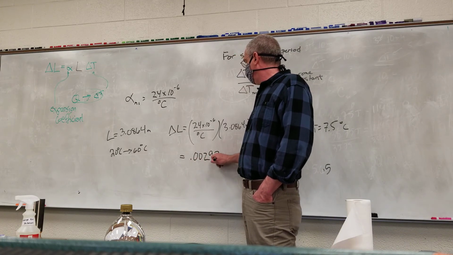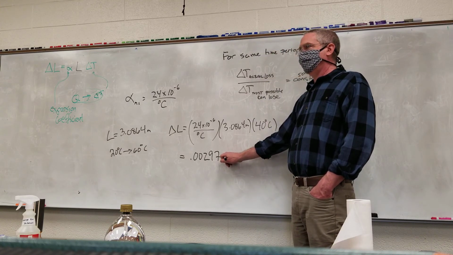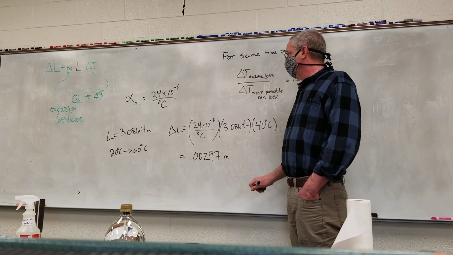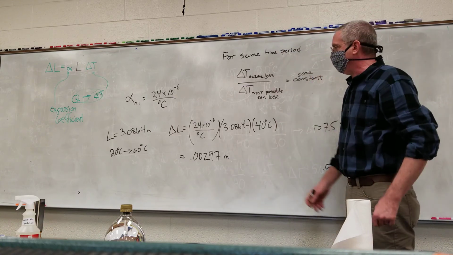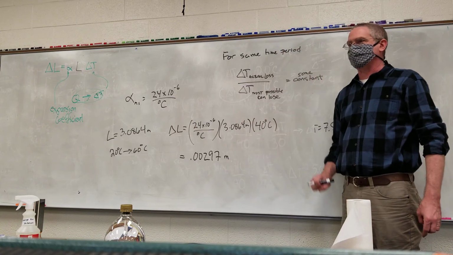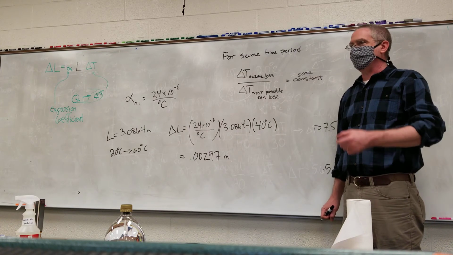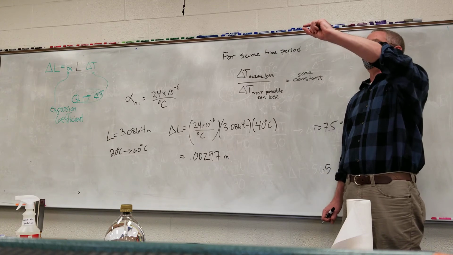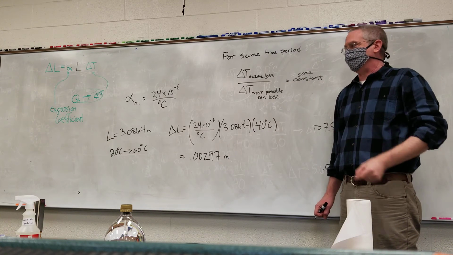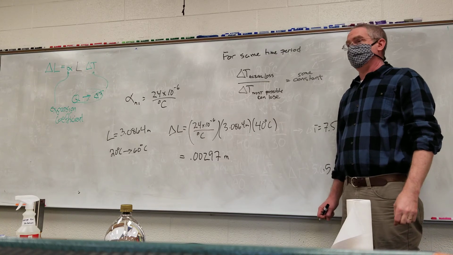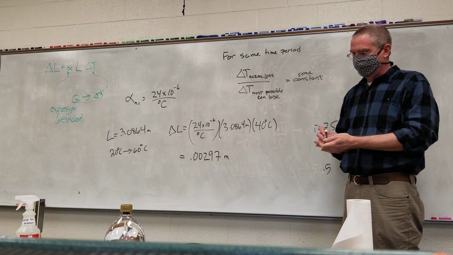0.00297. Units? Meters. So if we had an aluminum rod that basically went from the floor to the ceiling and you heated it up from room temperature up to 60 degrees Celsius, that thing's going to expand a little under 3 millimeters. So about like that. It is not particularly significant, fortunately, otherwise building tall structures would be a real huge nuisance.